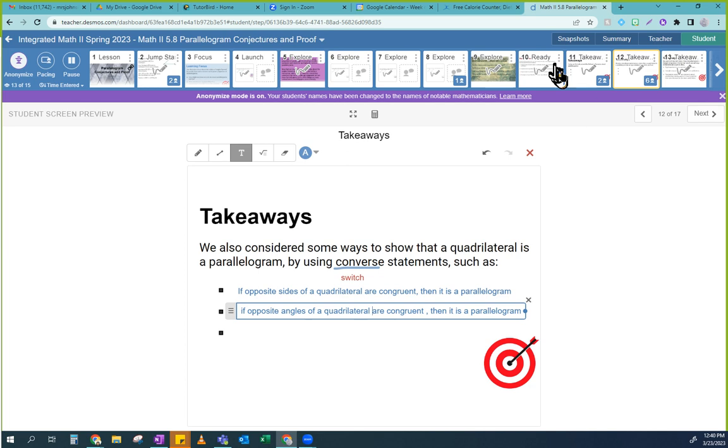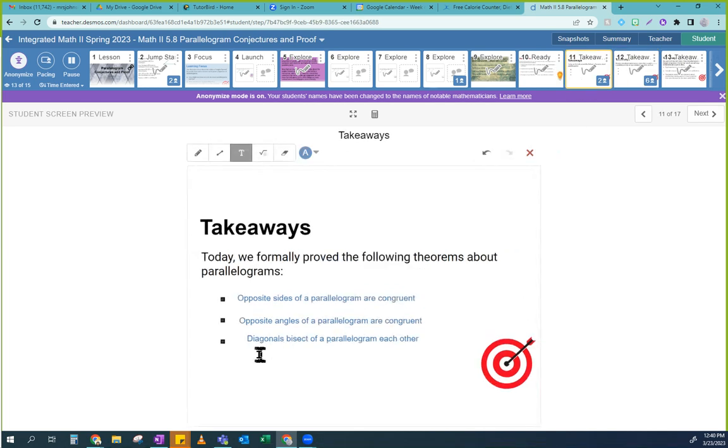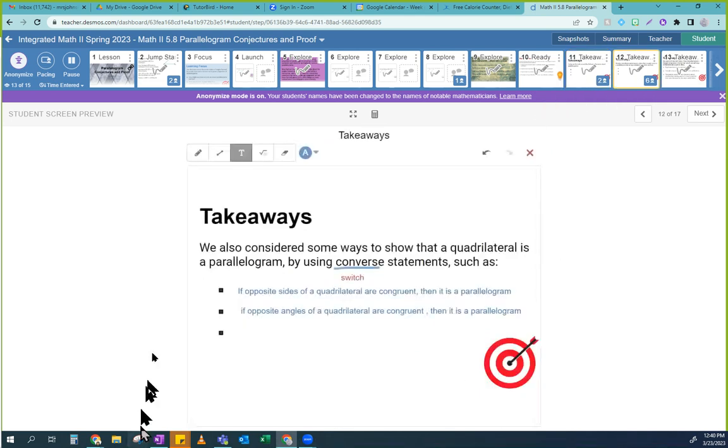So what is the last statement? So how would you construct the last statement about diagonals? If what, then what? If what, then what? So let me say, oh, I don't even want to type that. So go ahead and try that. So if what? Yeah. Good job.